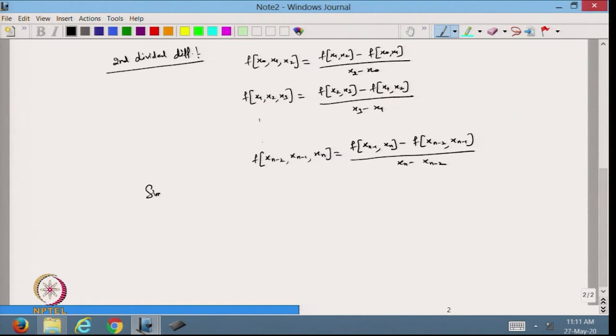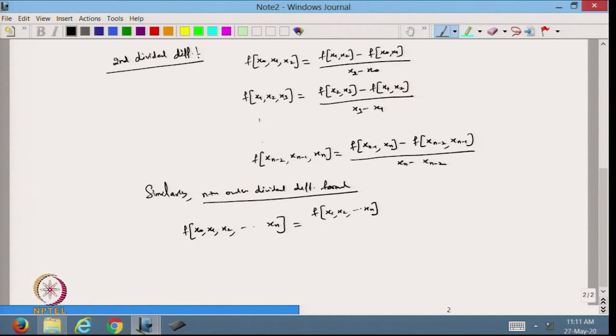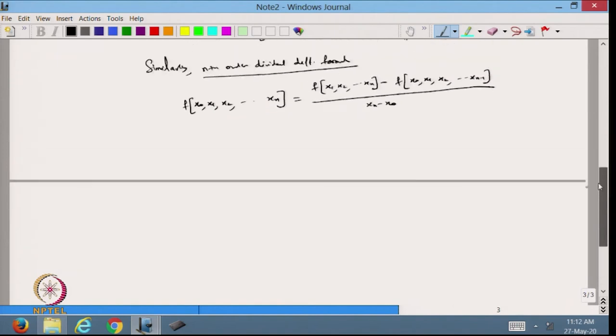Similarly, we can define the nth order divided difference formula. I am writing f[x0, x1, x2 up to xn]. That can be written as the n minus 1th order divided difference f[x1, x2 up to xn] minus f[x0, x1, x2 up to xn minus 1], divided by xn minus x0. Based on this, I can define all these divided difference formulas.